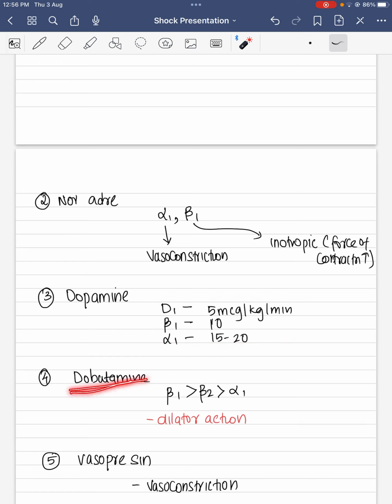Next one is dobutamine. Dobutamine's main action is on beta receptors, both beta 1 and beta 2, with very mild alpha 1 action. What will beta 1 do? As I told, it increases inotropy, which means force of contraction. What will beta 2 do? It will dilate the blood vessels. Okay, so the main actions of dobutamine are vasodilator and inotropic effect.